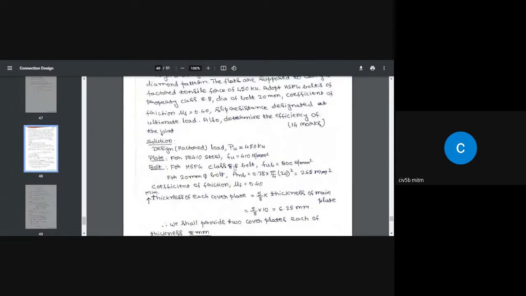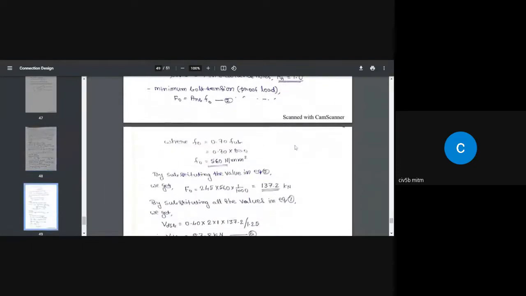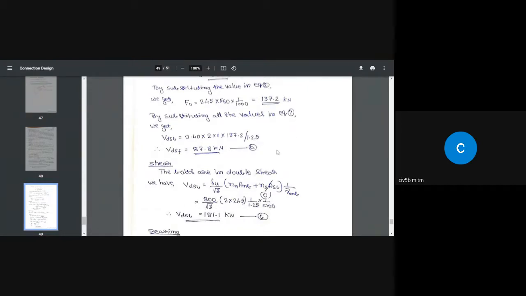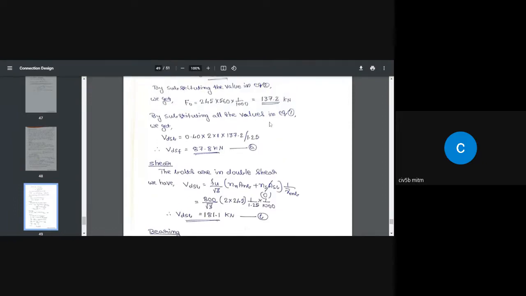Okay. So if you look at this sentence of the problem, slip resistance designed at ultimate load. Did you get it? Slip resistance designed at ultimate load. That means gamma MF should be 1.25 value. So that's why I have taken 1.25 here. Even if nothing is specified, you take 1.25. Okay. If it is specified, take the value accordingly. Okay. So once we have this, I got the value of VDSF equal to 87.8. Actually, this is not VDSB. This should be VDSF. So please correct it.